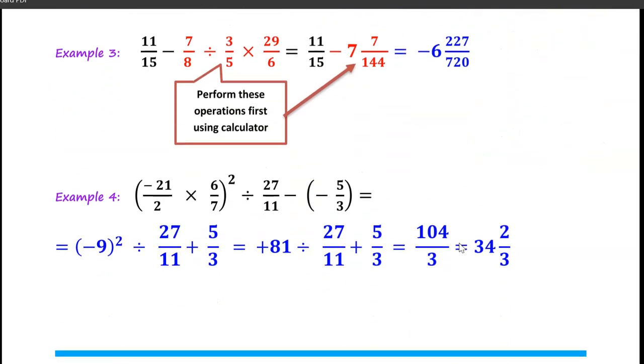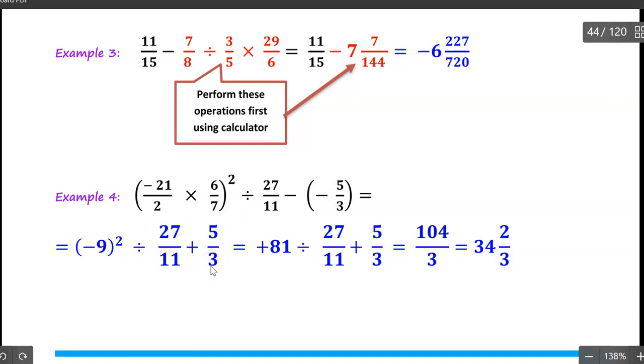All right, so let's move on to example number 4. In this case, I have an exponent, right? So the exponent is for this operation inside the bracket. That means I perform what is inside the bracket first. You take -21/2 times 6/7, so you should have -9, and I square that number. Right here you see that before I divide, this is basically a multiplication. Negative multiplied with -5/3. So -1 multiplied with this, I should have a positive 5/3.